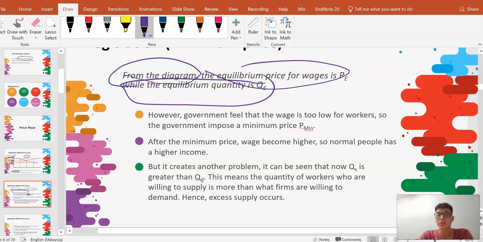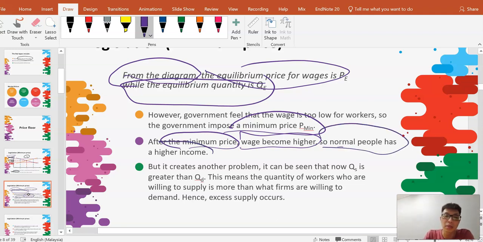So the government feels that the wage is too low for workers. When the government feels that the wage is too low for workers, the government wants to help them, so they impose a minimum price. After the minimum price, one of the effects is the wage becomes higher, right? So normal labor will now have higher income. However, it creates another problem.